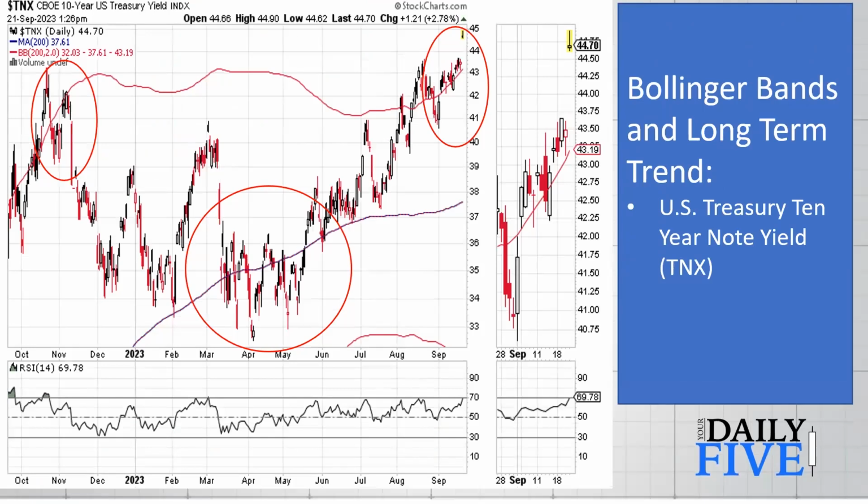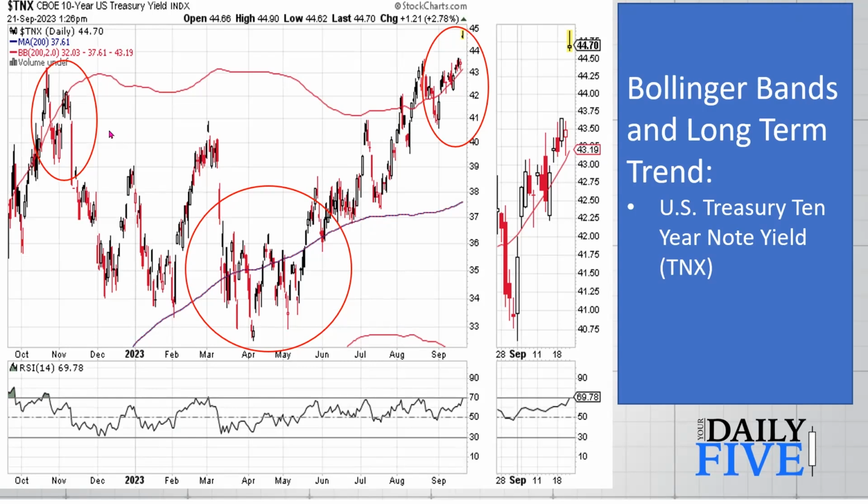Now, this is really a big and important price chart here, because this is the 200-day moving average, and this is the upper Bollinger Band that is 2 standard deviations above the moving average, and this one is 2 standard deviations below the 200-day moving average. This is the US 10-year note yield.